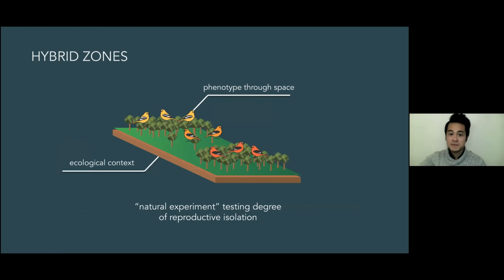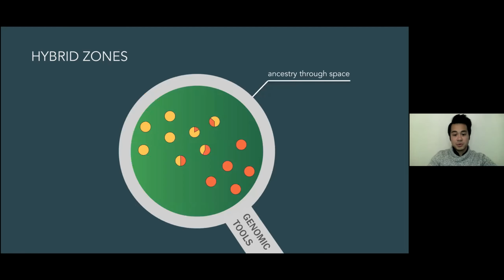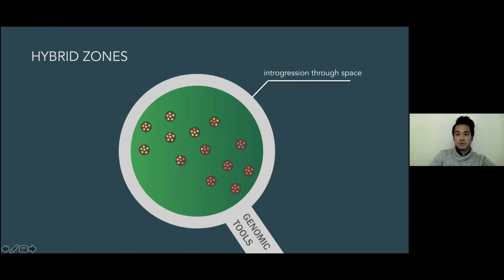When we study speciation, hybrid zones really lend themselves to a lot of these studies. They serve as a natural experiment to test the degree of reproductive isolation. When we look at hybrid zones, we can map out and see variation in phenotype through space, placed in the ecological context of the environment that these populations and species are evolving in. And with genomic tools, we can start to look at what's going on in the genomes of these birds or whatever organisms we want to study in the hybrid zones. So we can start to map out ancestry through space, across the environments, and then start to get into these minute details, such as introgression through the genome.